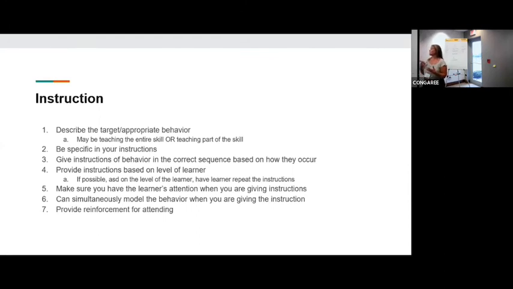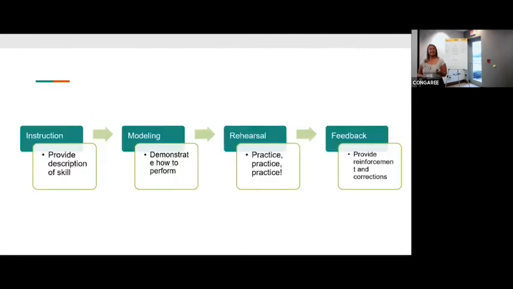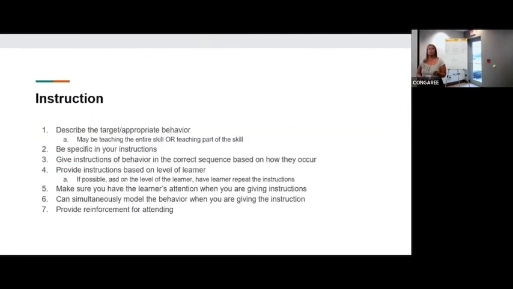We want to be very specific in the instructions. We want to give instructions of behavior in the correct sequence based on how they occur. If I'm giving the instructions of what we're doing and I'm jumping out of order, that's going to be very, very confusing. So we want to make sure we're providing and practicing things in the correct sequence. If I was going through this instruction and first I started with feedback and then I went back to instruction, that would be pretty confusing since the last slide had them in this order. So we want to make sure we're always going in the correct sequence.